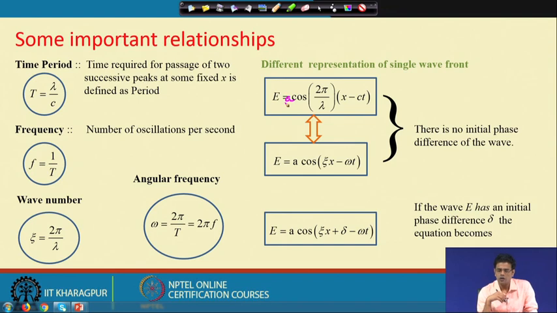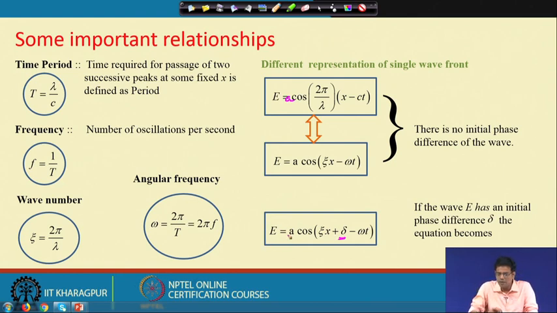So, a cos 2 pi by lambda (x minus c t), I can write in terms of 2 pi by lambda. I can substitute it by the wave number xi, and then subsequently the angular frequency. So, finally, if there is an initial phase difference, delta will be there. So, this equation finally becomes this.